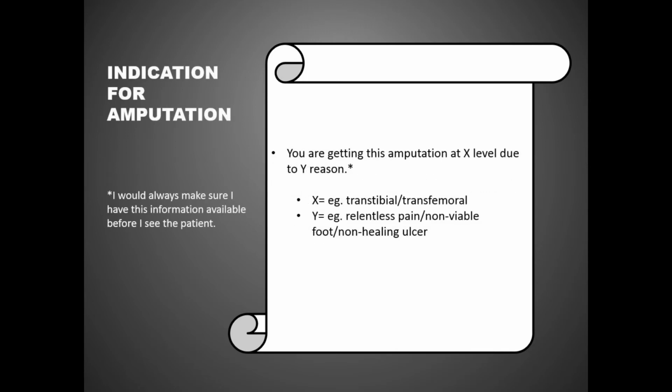Then I would talk about the indication for amputation. Before I see the patient, I would always make sure that I have this information available already. So I would say, Mr. or Mrs. A, you are getting this amputation at the transtibial level due to relentless pain.